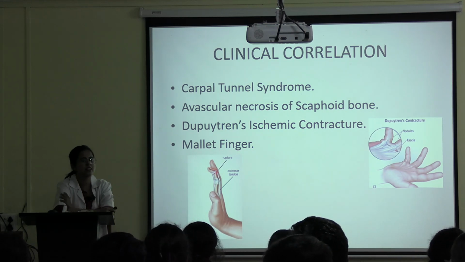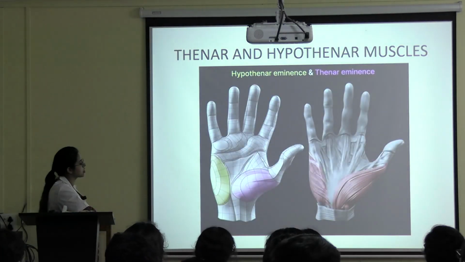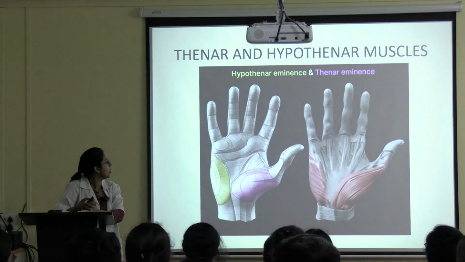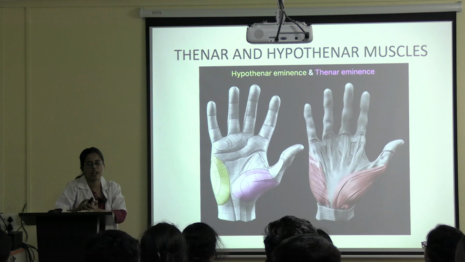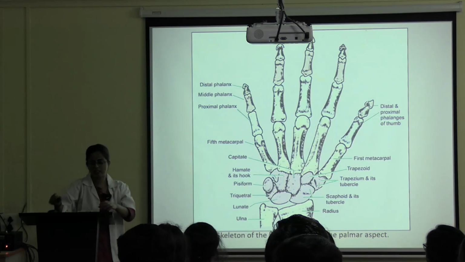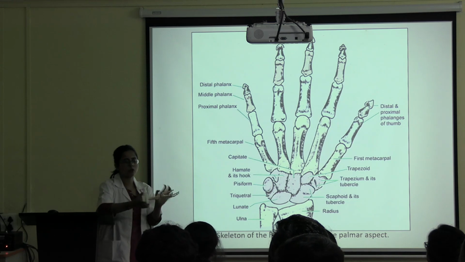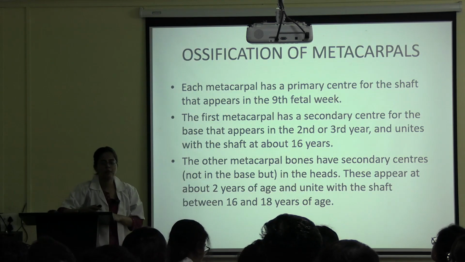So which nerve passes inside the carpal tunnel? Median nerve. Clear? So the thenar muscles, hypothenar muscles, palmar interossei, dorsal interossei and lumbricals are called the intrinsic muscles of the hand. Okay? So now you can see the bones and appreciate the carpal bones. Start and pass. Try to name all the carpal bones, okay?